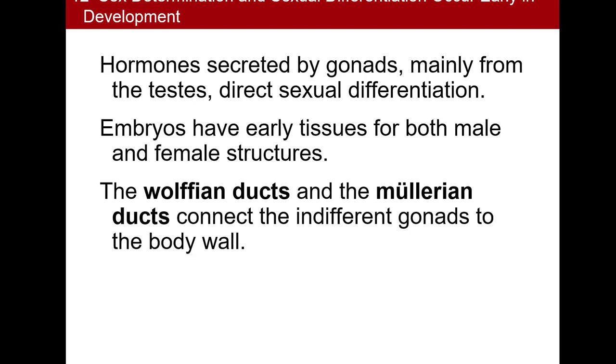Now, when it talks about embryos here having early tissues, remember that embryo is the term that we use up until around 10 weeks. So very early on, the embryo is going to have all the structures needed to become either male or female. It talks about the Wolffian ducts and the Mullerian ducts. You'll see this coming up. But the Wolffian ducts, if they remain, will form into male internal tubing, versus Mullerian ducts that form into female internal tubing. And that's something that happens as a result of the hormonal changes that are happening.